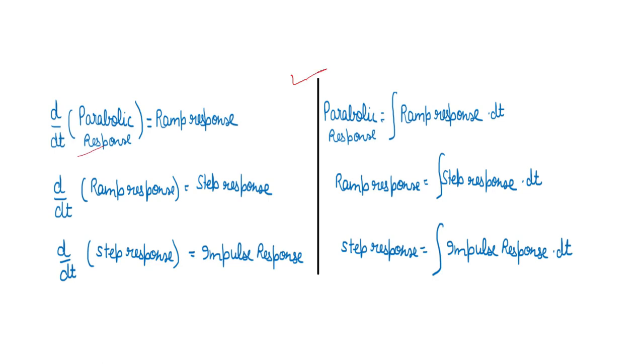When you differentiate the parabolic response, you get the ramp response, differentiating the ramp response will give you the step response, and differentiating the step response will give you the impulse response. And its inverse is also true: integrating the impulse response will give you the step response, integrating the step response will give you the ramp response, and integrating the ramp response will give you the parabolic response. So for going from parabolic to impulse, we differentiate, and for going from impulse to parabolic, we integrate.